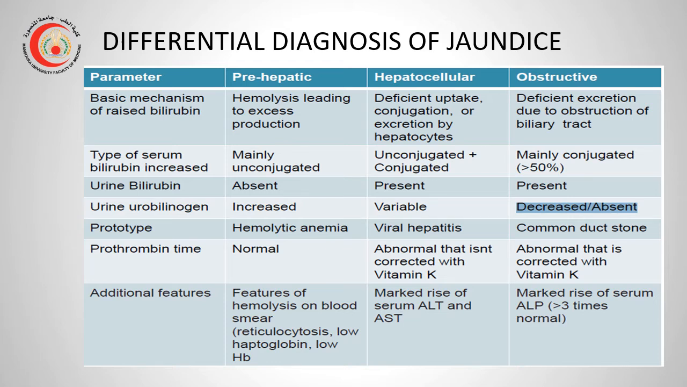Prothrombin time is usually prolonged in the hepatocellular and obstructive jaundice, and it is usually normalized after the addition of vitamin K in obstructive jaundice. Additional features of hemolysis on the blood smear, such as reticulocytosis, low hemoglobin, or low haptoglobin, indicate the prehepatic or hemolytic jaundice.